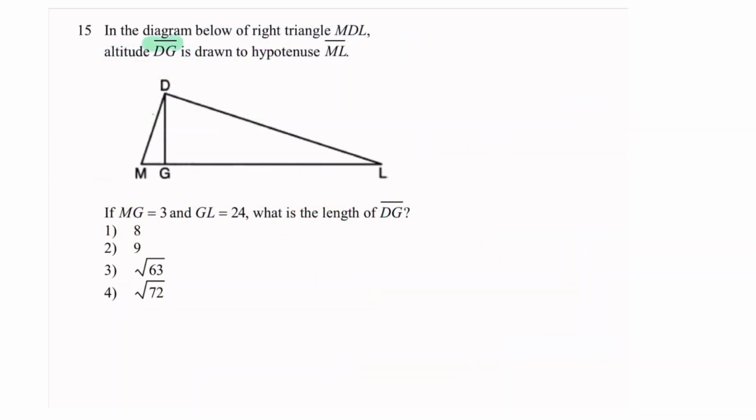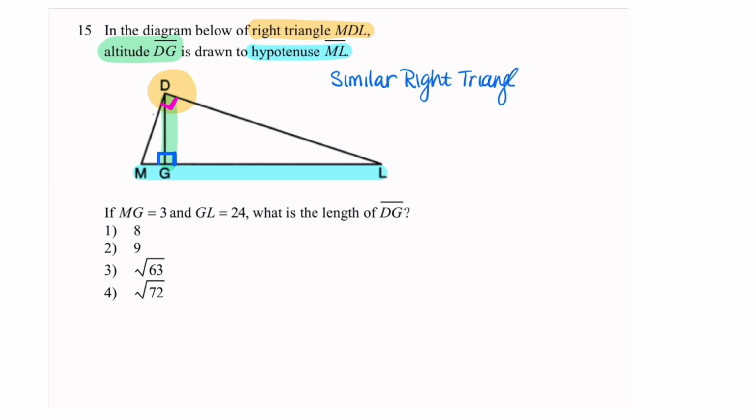Number 15: in the diagram below, a right triangle MDL with altitude DG drawn to its hypotenuse ML. A lot to unpack there. Noting that in a right triangle, D is the right angle and hypotenuse is ML, highlighted in blue here. We have an altitude in green here, and that altitude will be perpendicular to the side it meets. Now we have a few things in here, but what we're really looking at are a pair, or rather 3, similar right triangles. The big right triangle and the 2 inner right triangles.